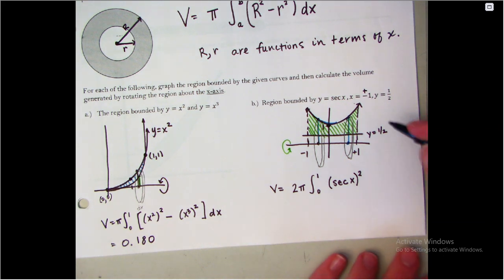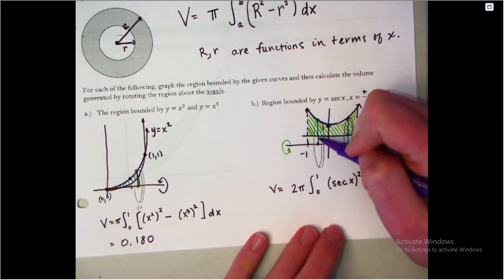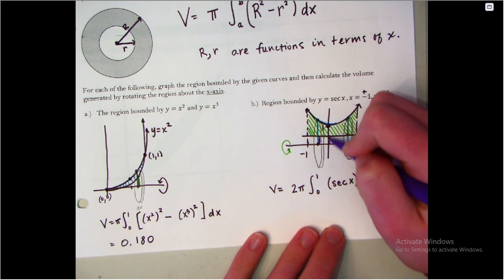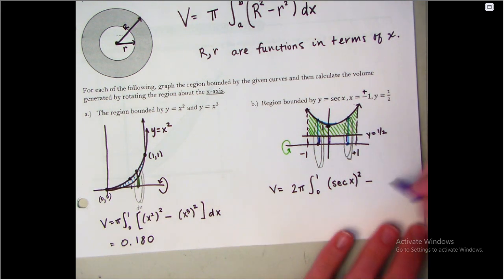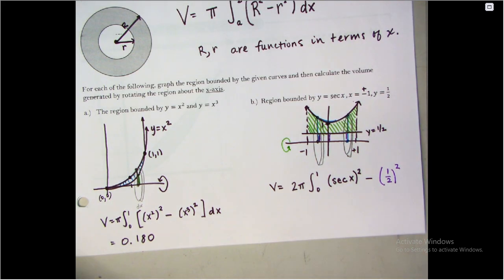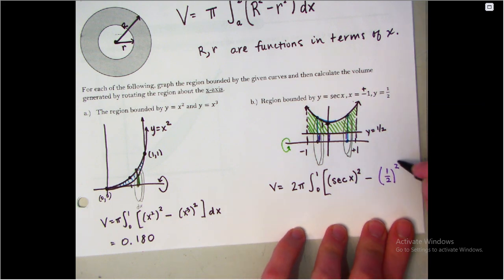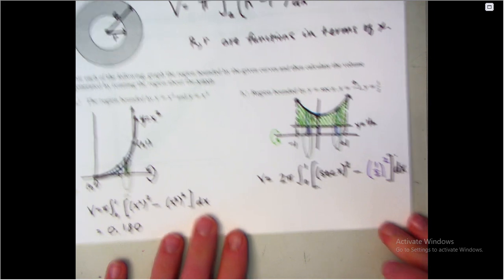And then the inside function, right? What is it that I'm subtracting? How do I define that open space? Well, it's always the same value. If you look in this particular picture, it doesn't matter if I'm over here, it's a half a unit, or here it's a half. It is a constant function. It would be 1/2 quantity squared. So my capital R was the secant, my little r was the 1/2, and I have a dx.